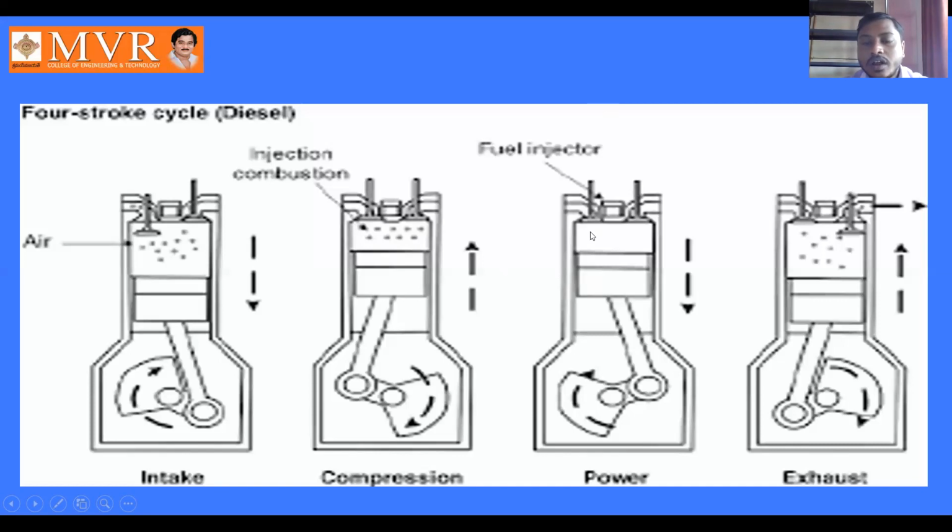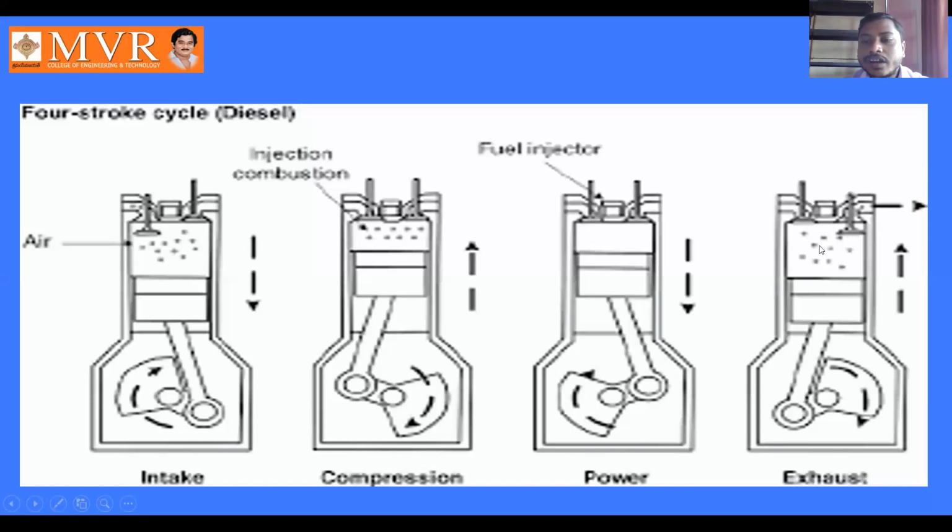Coming to the power stroke, at the end of the compression, by using this fuel injector, the fuel is injected into the engine cylinder. When the fuel has been injected, ignition takes place. This is the 4-stroke cycle diesel engine. Coming to the comparison of the 4-stroke cycle and the 2-stroke cycle, see here, in the 2-stroke cycle we are using spark ignition, whereas in the diesel engines or CI engines we are using fuel injectors for the combustion process.